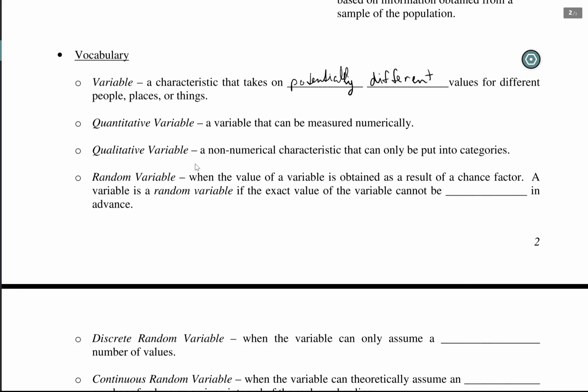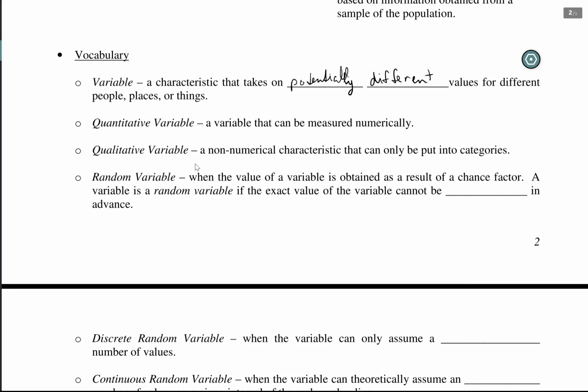Now we look at two kinds of variables. One is called a quantitative variable, and the other is a qualitative variable. Quantitative is a variable that can be measured numerically. Qualitative is a non-numerical characteristic that can only be put into categories. So the time it takes a person to walk from point A to point B would be an example of a quantitative variable. An example of a qualitative variable would be a person's hair color or eye color or gender, this sort of thing.